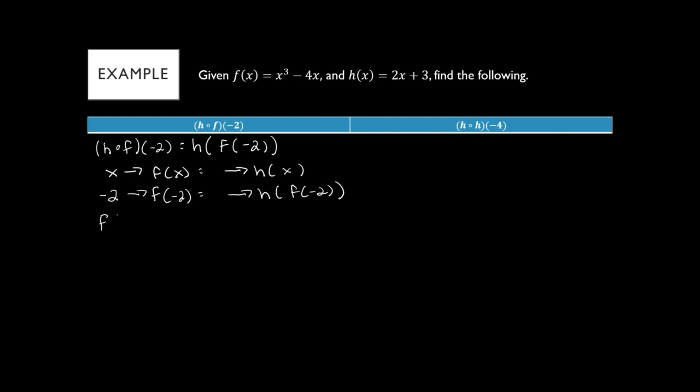So I need to first find F of -2. Everywhere I see x, I'm replacing it with -2. So I've got x cubed, so that's going to be -2 cubed minus 4 times -2. We're using the same function for F. So -2 cubed is -8, and then -4 times -2 is +8. So that gives us 16.